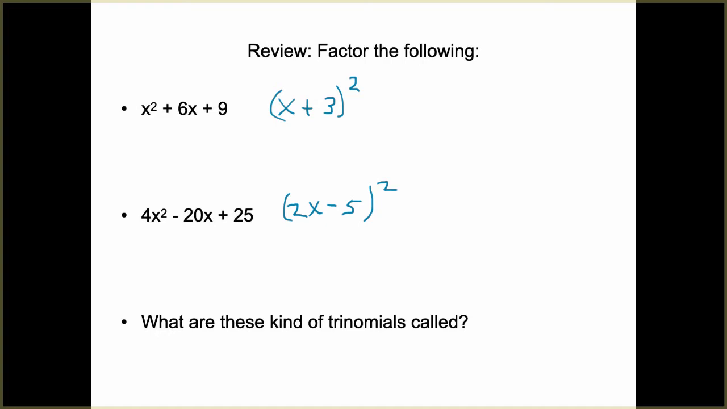If you want to verify these are actually perfect square trinomials, multiply the two terms together and double them, and you should get the middle term. For the first one, we have x times 3, which is 3x, doubled is 6x. For the bottom one, we have 2x minus 5. Multiplying together, 2x times negative 5 is negative 10x, doubled is negative 20x. So these are indeed perfect square trinomials, and when we factor them, they become binomial squares. We're going to use this today to do what we call completing the square.